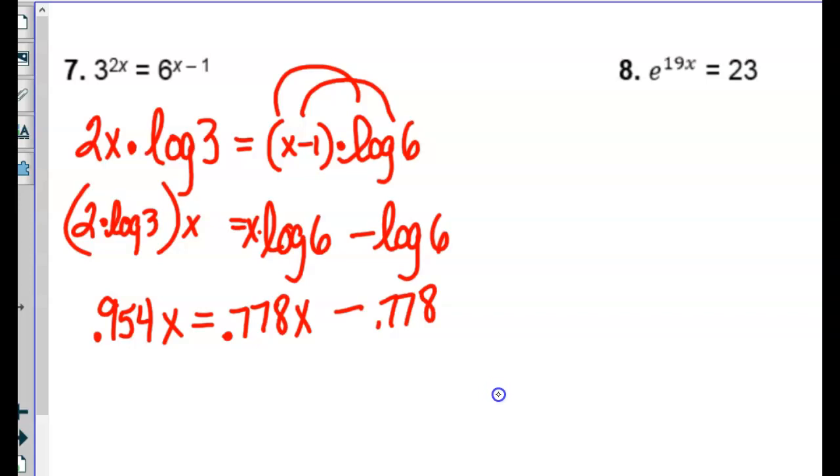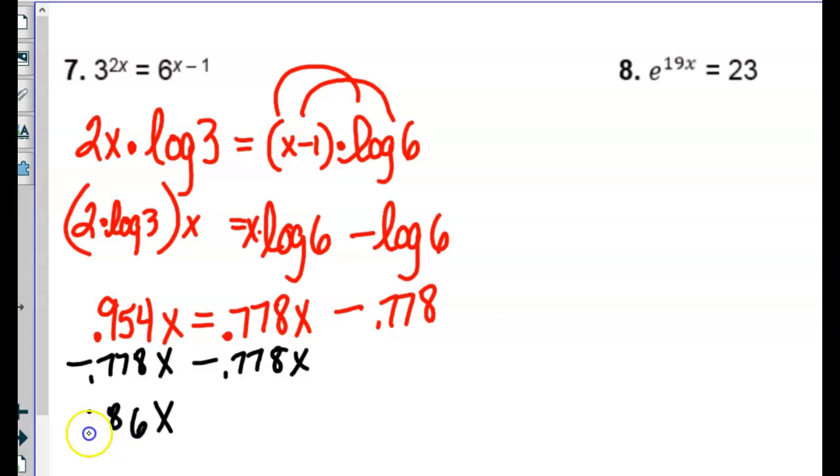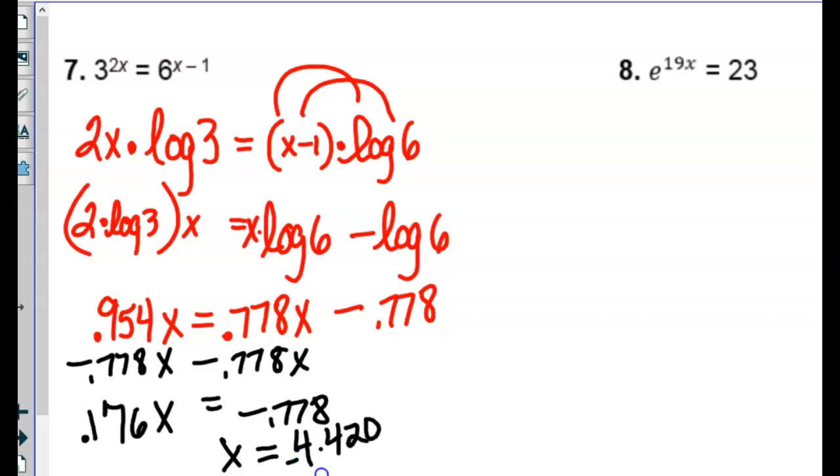Now it's messy, but can we do that? We just need to combine our x's over to one side. Don't make me subtract. 0.176? How did I do? Yeah, forget I borrowed. I was trying. 0.176x equals negative 0.778. Okay, I'm not dividing in my head, guys. Negative? Yes, negative. Okay.